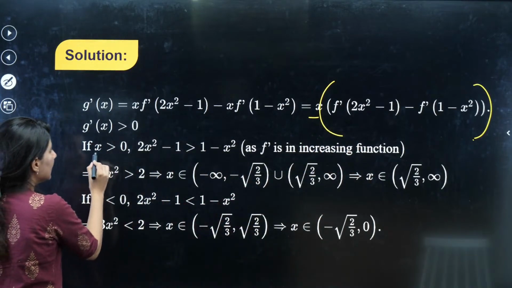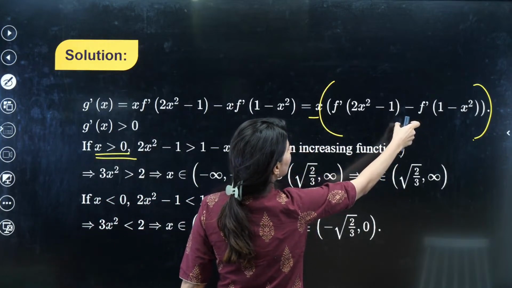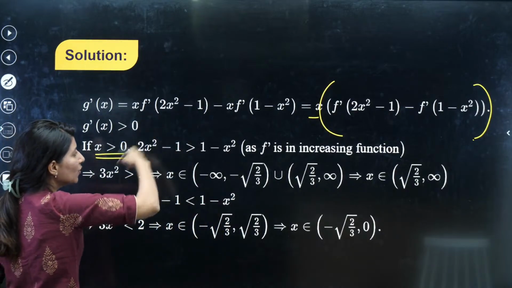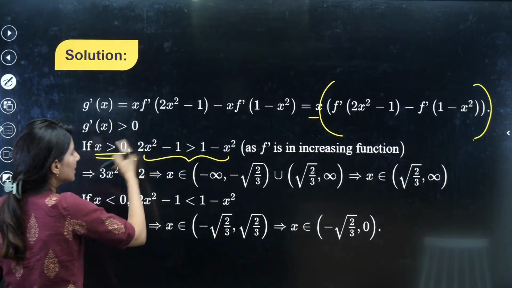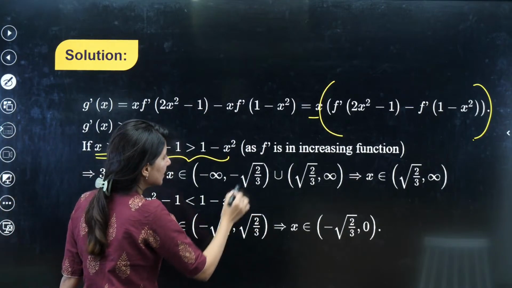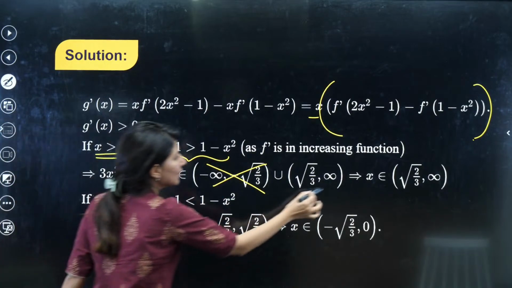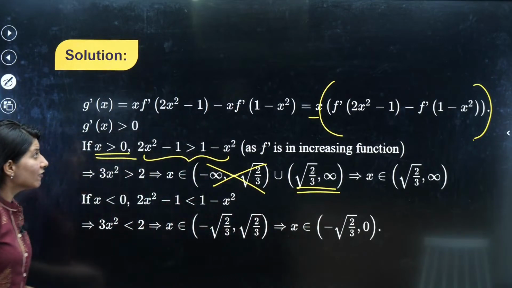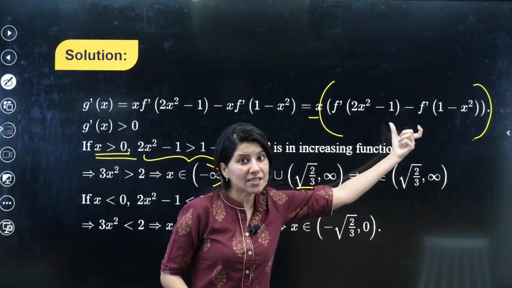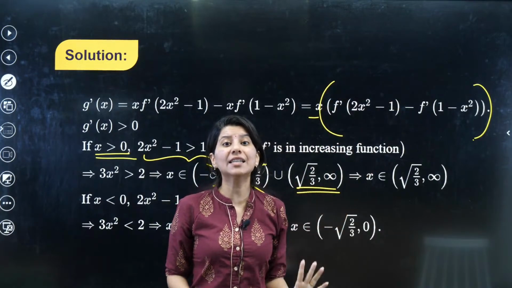So x greater than 0, that means this quantity should also be positive, and f dash being an increasing function, directly just remove f dash from both the sides. So now my g dash x will become positive and my interval is this. This is rejected because I initially told you that x is greater than 0, so this is my final interval. If my x is less than 0, then this quantity should also be less than 0. Both negative will give me g dash x positive, that means increasing function.